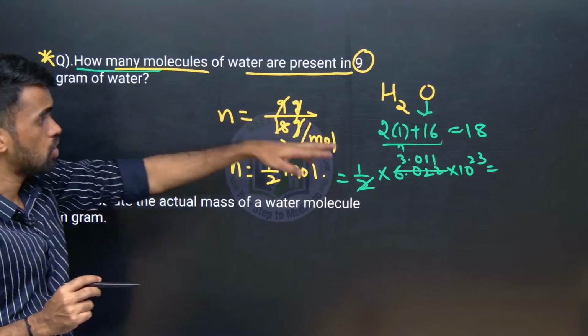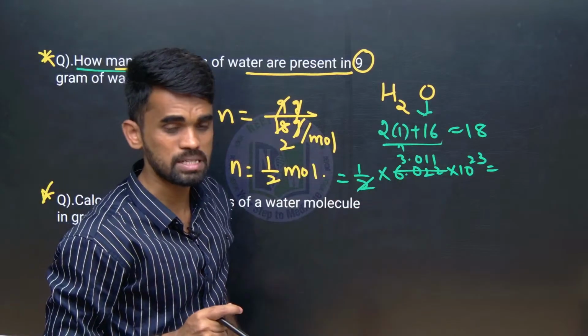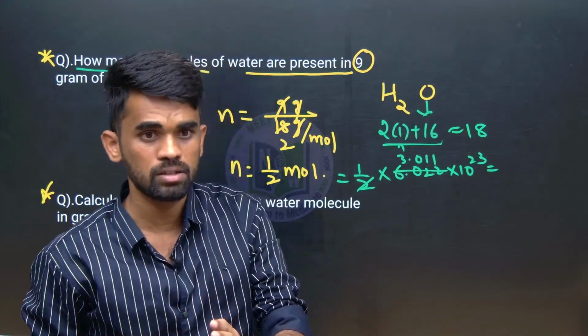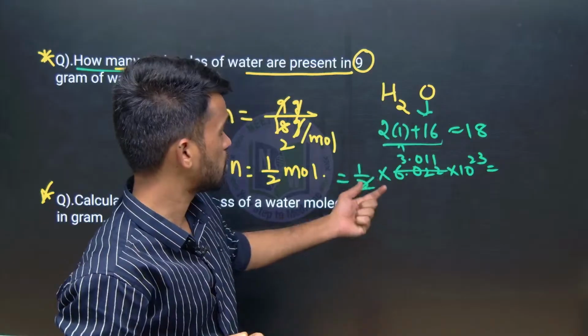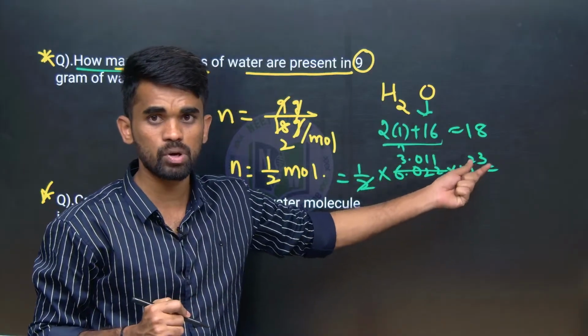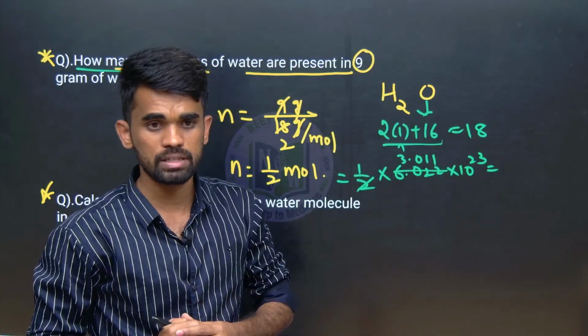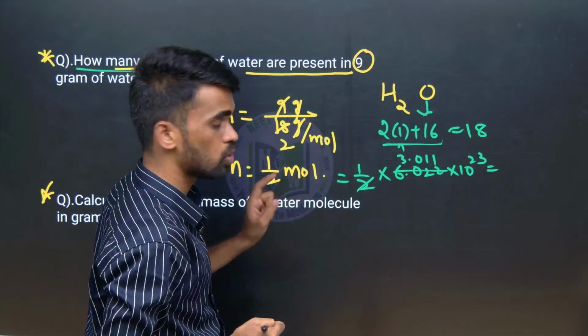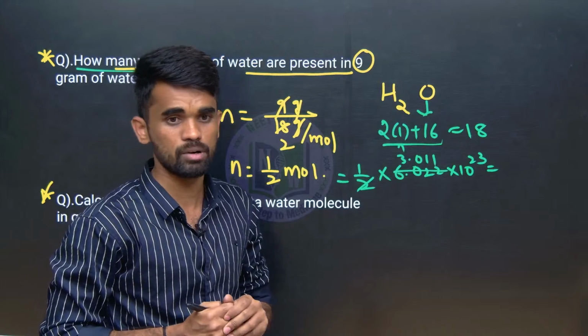In 9 grams, how many water molecules are present? 3.011 into 10 power 23. So if they give 9 grams of water and ask how many water molecules are present, it will be 3.011 into 10 power 23. Simply you can say half Na, half into Avogadro number, Na means Avogadro number.